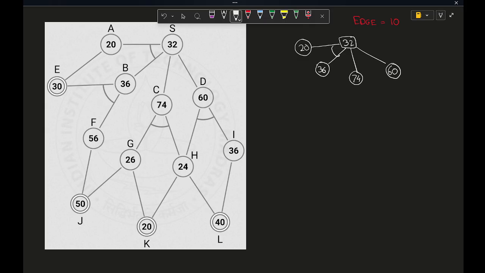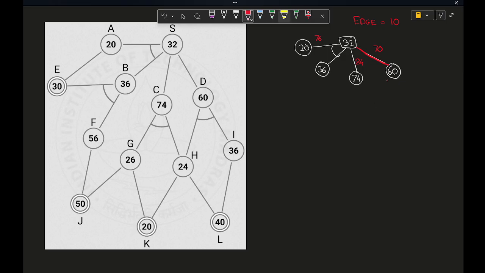So now this is 20 plus 36 is 56. 56 plus 20, 76, right? So this should be 76 cost right here. It will be 84 and 70 respectively. 84 and 80. No, just 70. So we expand this way. Okay, so now we expand this way.